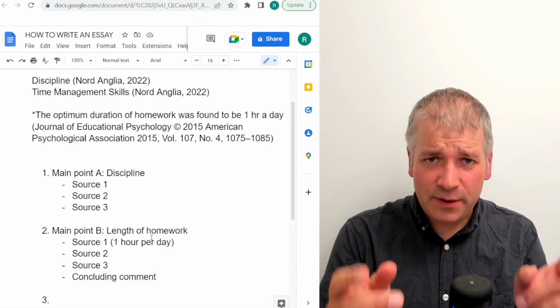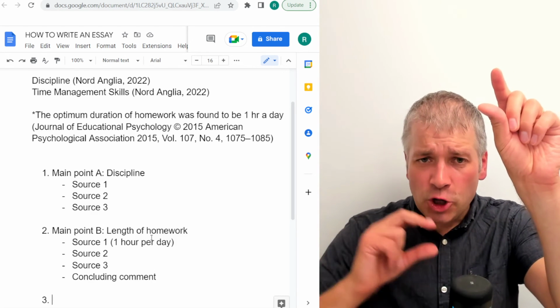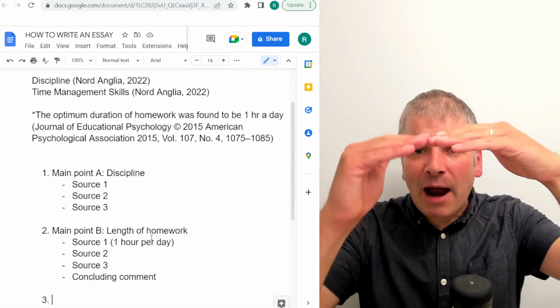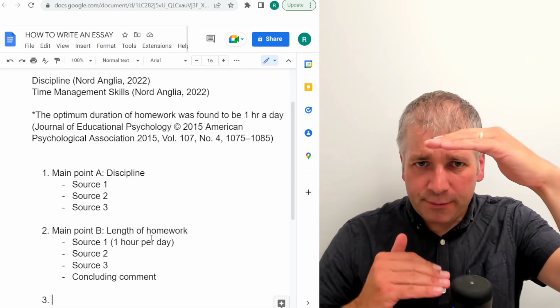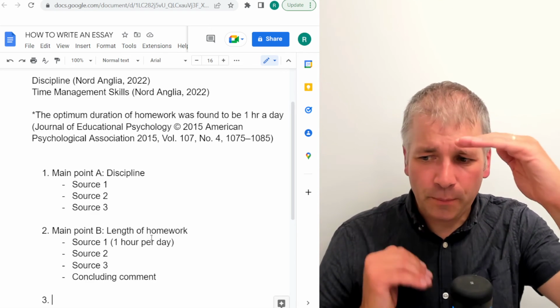Okay, so point 6 was to write the paragraphs of the essay. And I mean by this the main body paragraphs. Not the first paragraph, not the last paragraph, the paragraphs in the middle, because the paragraphs in the middle are the ones with the information that proves your point.